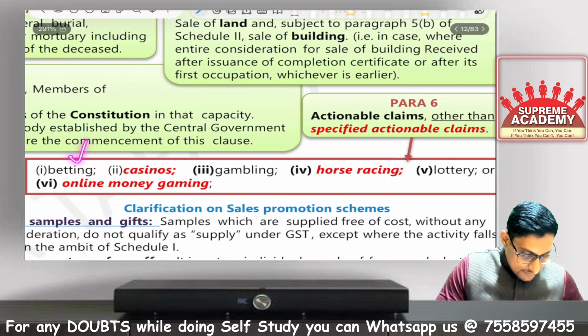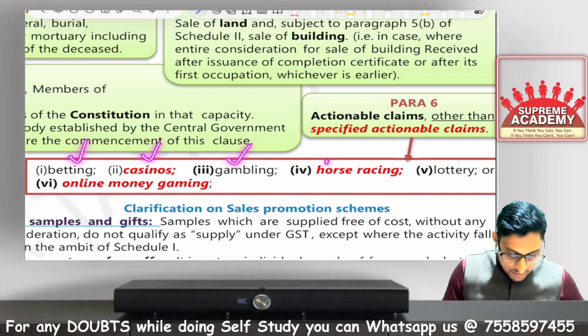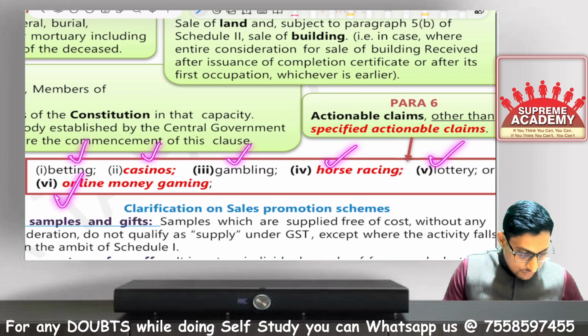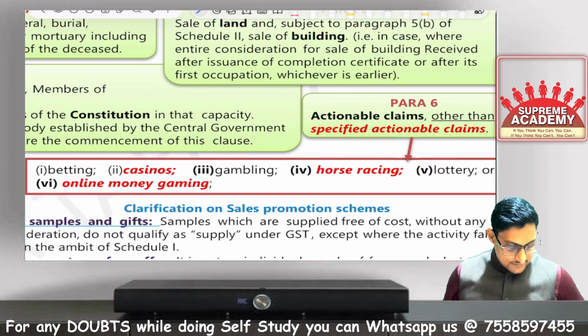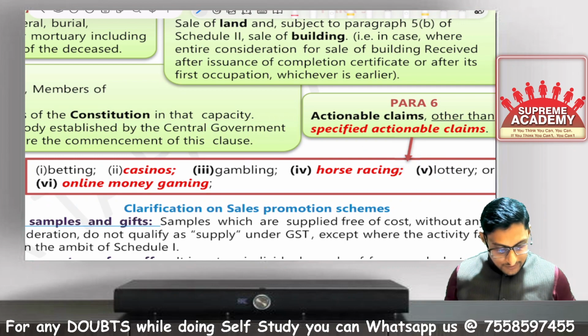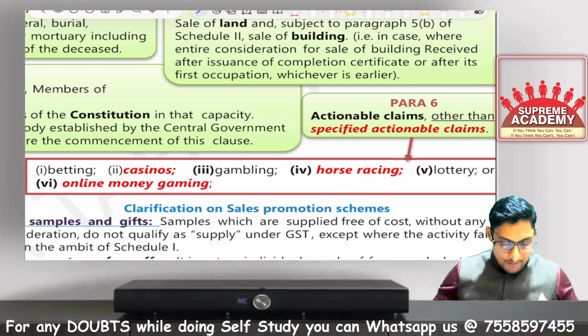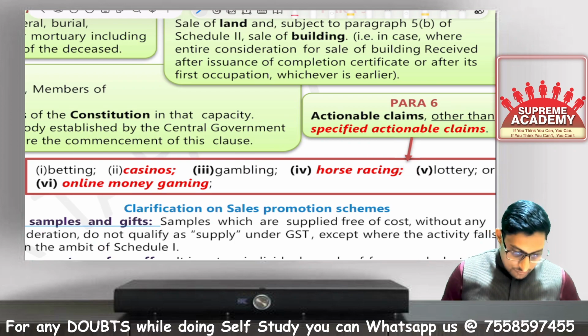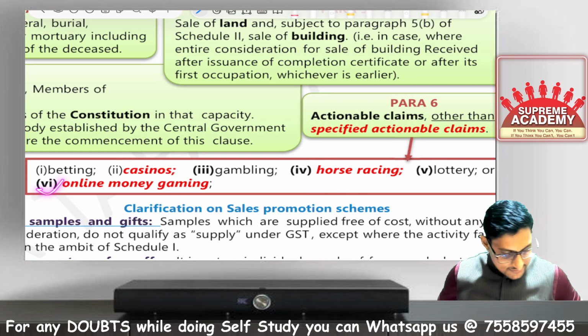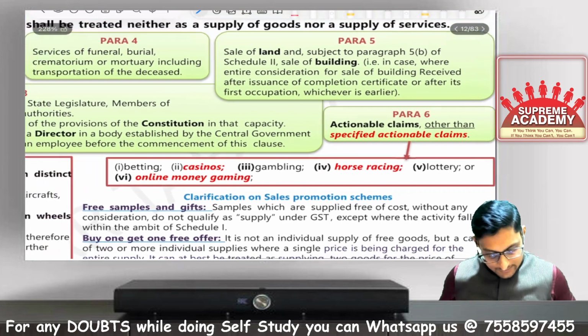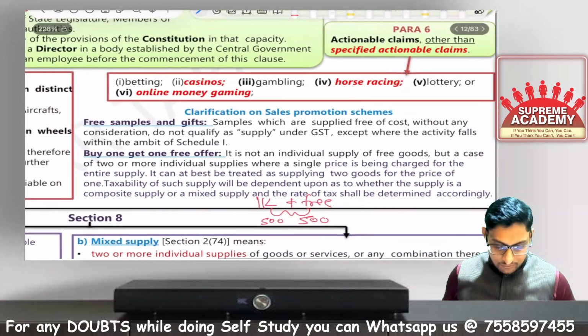Betting, casinos, gambling, horse racing, lottery, online money gaming. Now, betting, gambling, and lottery were there earlier. The amendment has introduced three new actionable claims: casinos, horse races, and online money gaming. Now, this is all about Schedule 3.